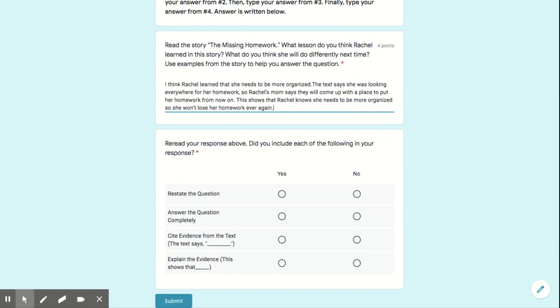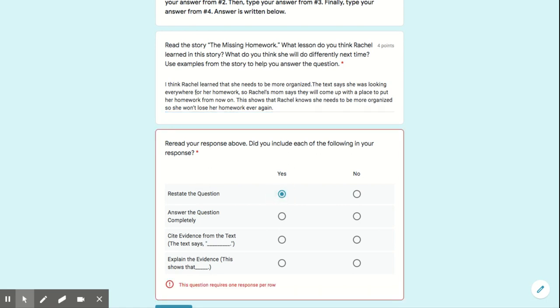Now, I'm not just going to copy and paste and not even read it. You make sure you go back and read what you write. You might have made a mistake. You might have accidentally deleted something or put it in the wrong order. Always, always read your answer. I think Rachel learned that she needs to be more organized. So I know I restated the question by saying, I think Rachel learned. And when I say she needs to be more organized, I answered the question. So now I'm looking for citing evidence from the text. The text says she was looking everywhere for her homework. So Rachel's mom says that they will come up with a place to put her homework from now on. Yep, I've got evidence from the text.